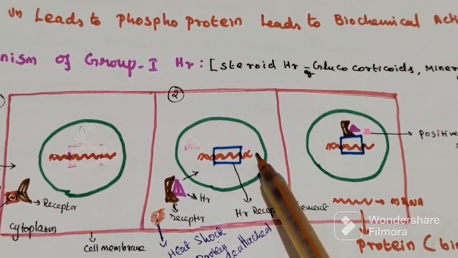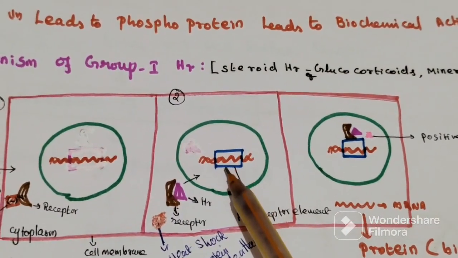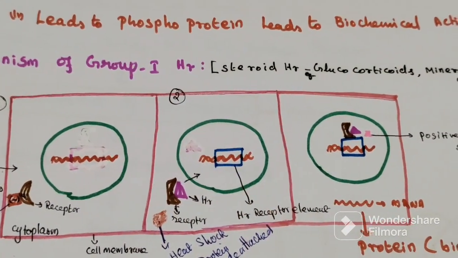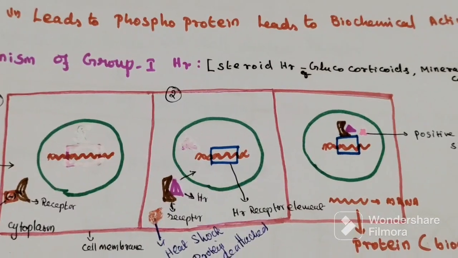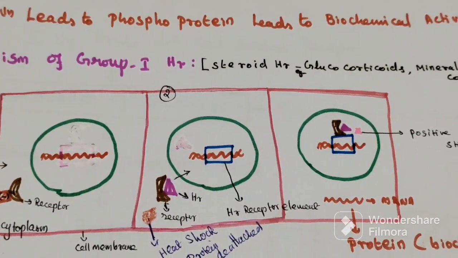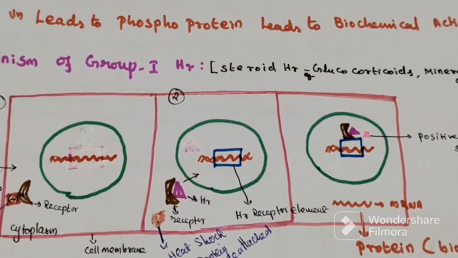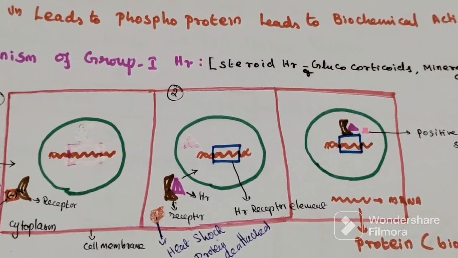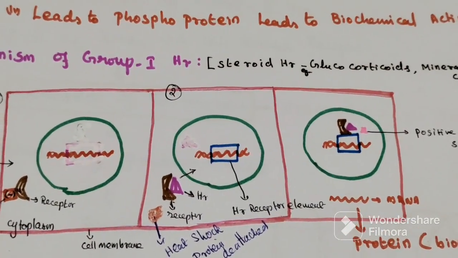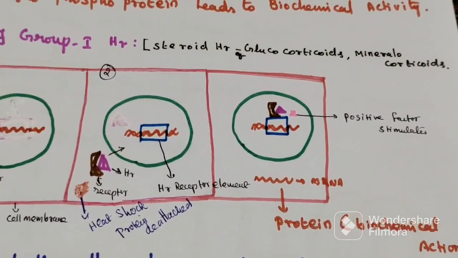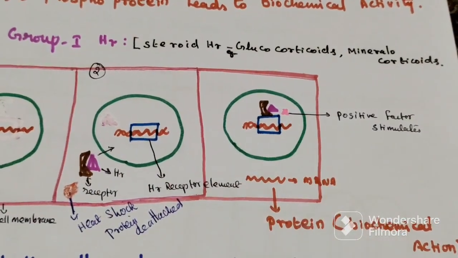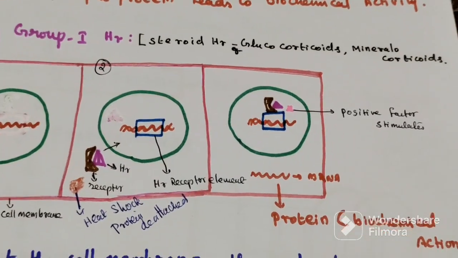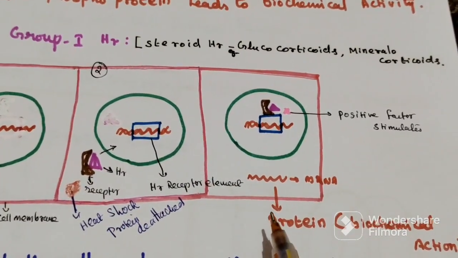In this nucleic acid, the DNA, the hormone responsive element is present. If it is a glucocorticoid, then the glucocorticoid element is present here. This receptor hormone complex attaches with the hormone responsive element. It will activate a number of factors, which stimulate translation and transcription.